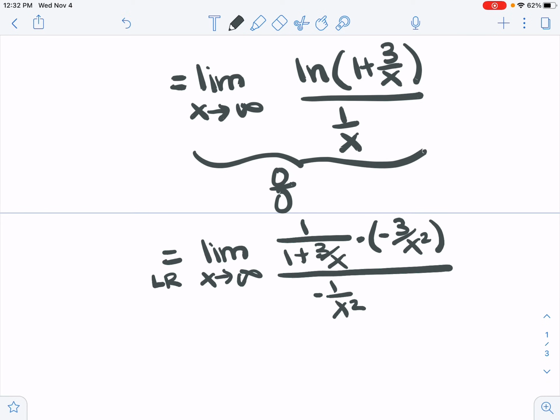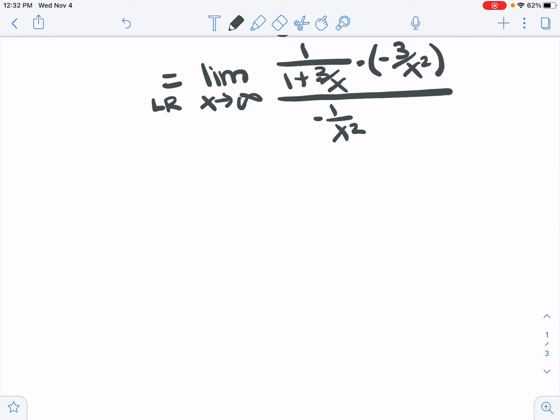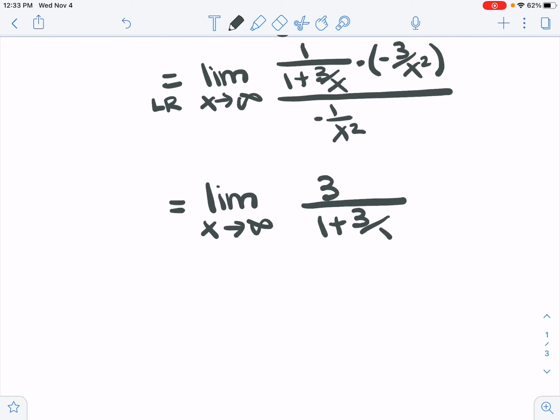So we took the derivative of the numerator and the derivative of the denominator separately, and you can see we've got a bit of a mess, and we're going to try to clean that up algebraically. So this is not L'Hopital's rule for this equal sign. This is just doing the algebra. So we have here a minus 1 over x squared over a minus 1 over x squared. That's going to cancel and leave us with a 3. So that's nice, that cancellation there. And so we have a 3 over 1 plus 3 over x after canceling the parts that cancel.